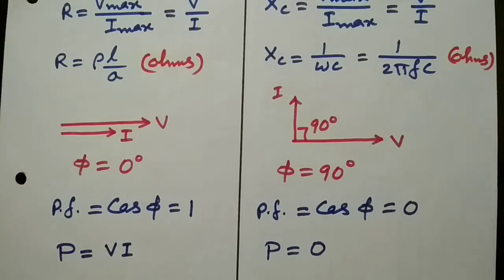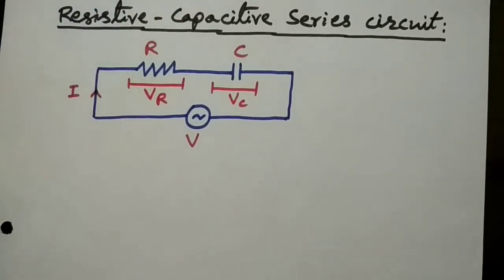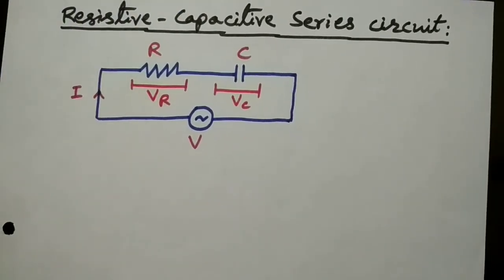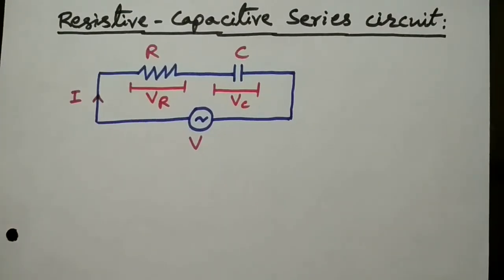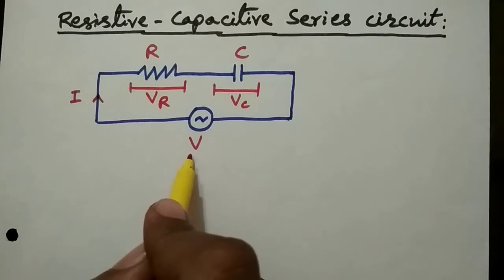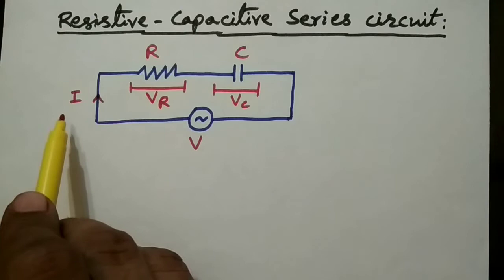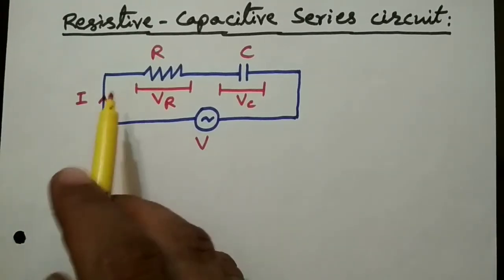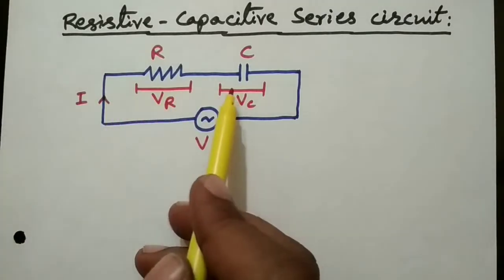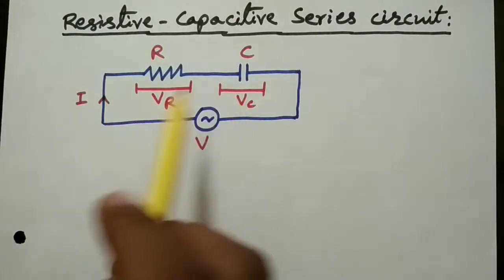Now let's see the RC series circuit. In an RC series circuit, a resistance and a capacitance are connected in series. The voltage applied here is V, the RMS value, and the current flowing through the circuit is I, also the RMS current. As it is a series circuit, the current will be the same for both the elements.